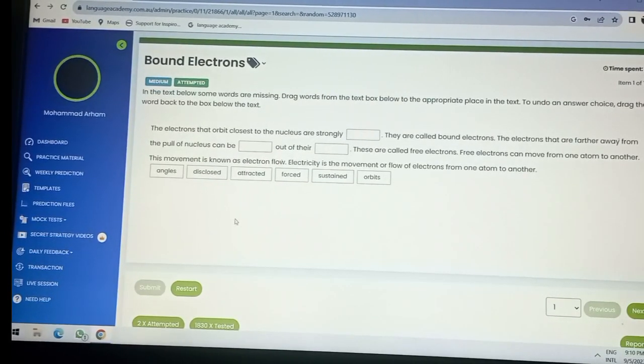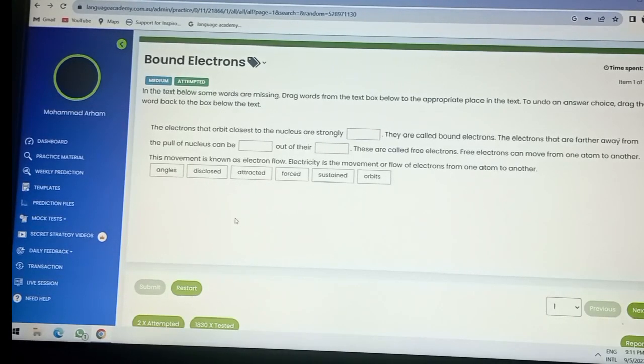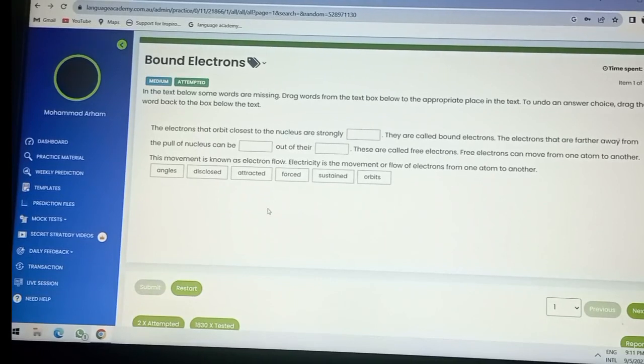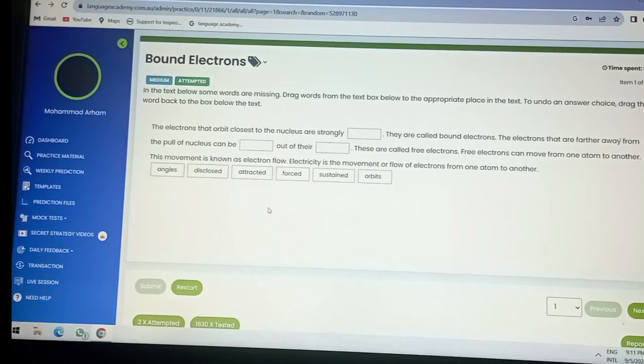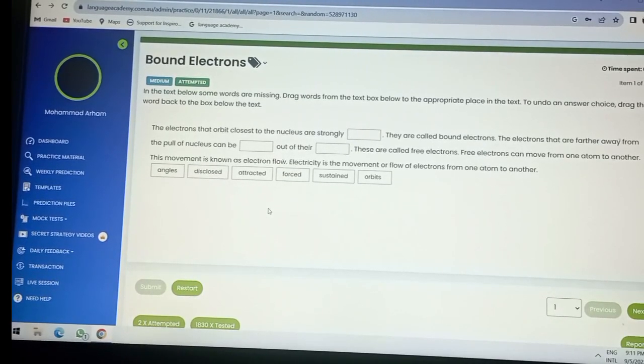This is the first passage. You can pause the video, take two or three minutes, solve it, and then we will discuss it. The first thing I do is read the passage and skim it, to understand what the passage is about and what it is talking about.